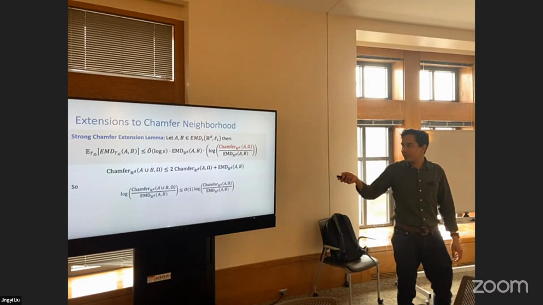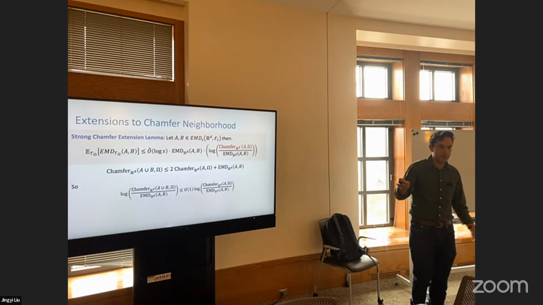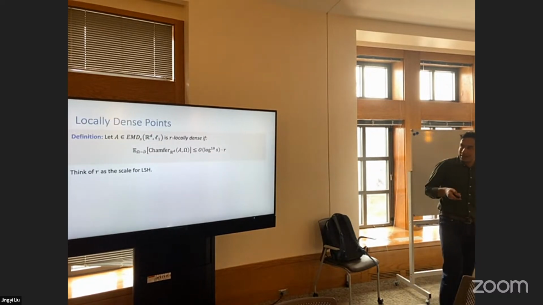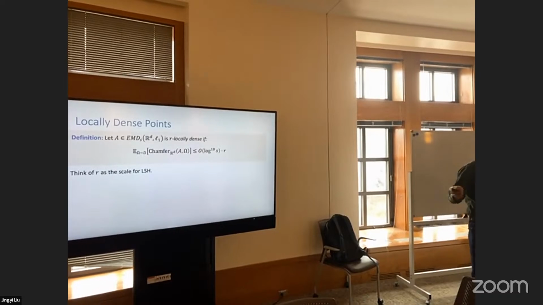The reason that's interesting is now we can talk about points that are close to a sample and points that are far from a sample. To define that, I'm going to define this concept of a locally dense point. This is just a point that's close to the sample. So I'm going to say that a set A is R locally dense if its chamfer distance to the sample is less than R times some large polylog NS. And R is the scale that we're thinking about for LSH.